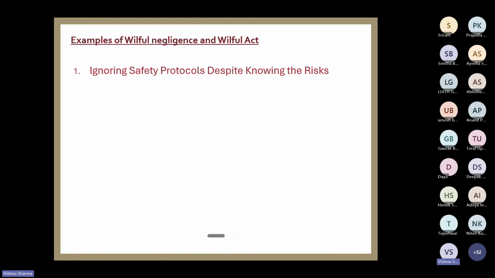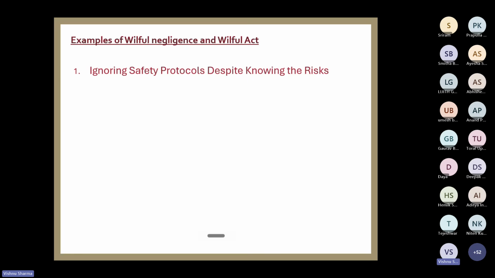But in this process, the supervisor knows he is going to lose at least half an hour. So half an hour of production will be lost. So what does he do? He knows it is very, very risky to tighten the bolt in running condition. It is very, very risky. But still he does it. He tries to do it.